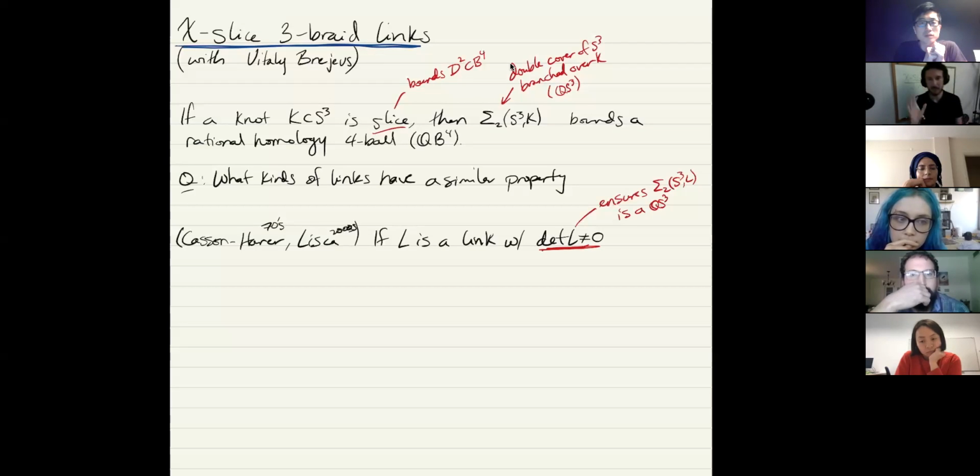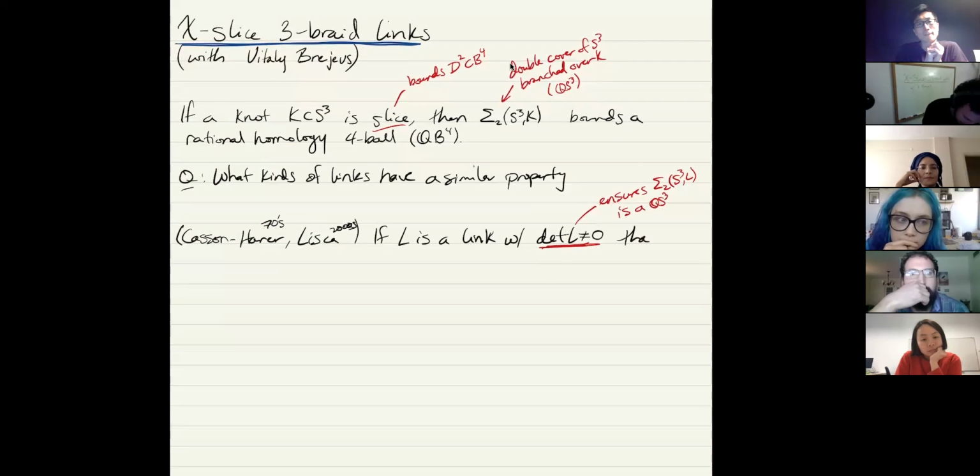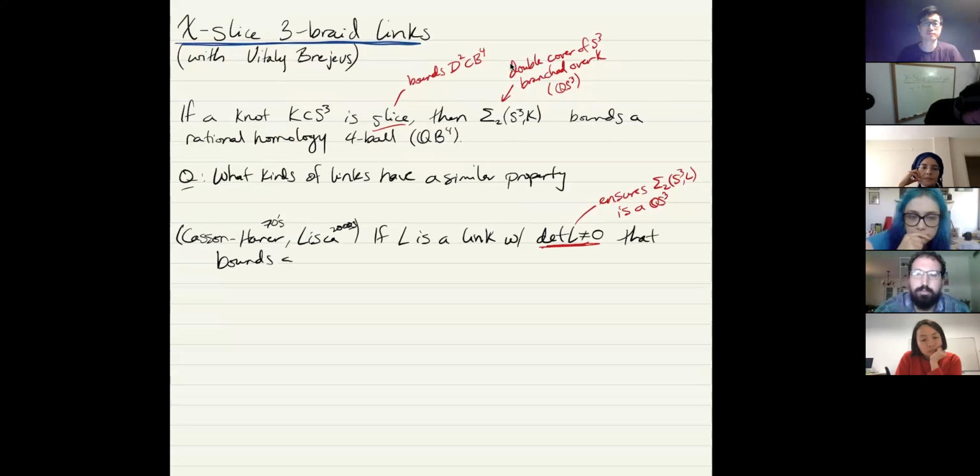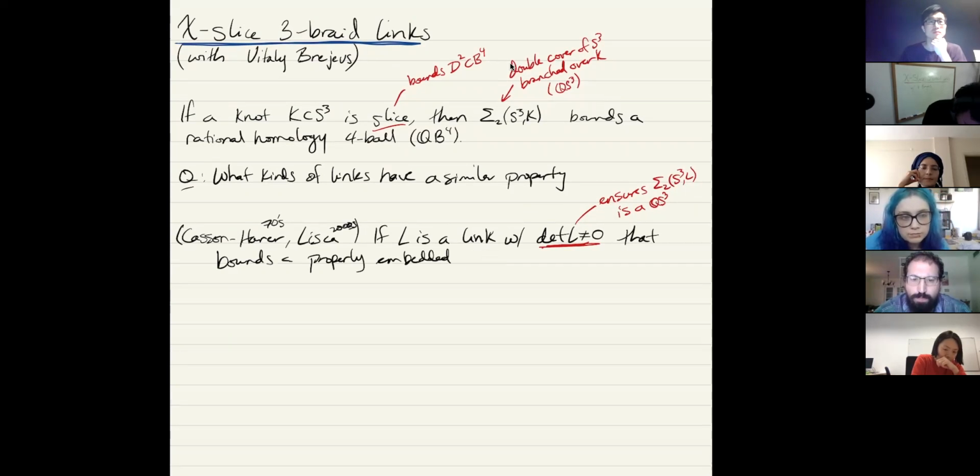So if I have a link and the double branch cover is a rational sphere, and it bounds a certain kind of surface. This is going to be a properly embedded surface. Ooh, I missed a key word here. Ribbon surface.